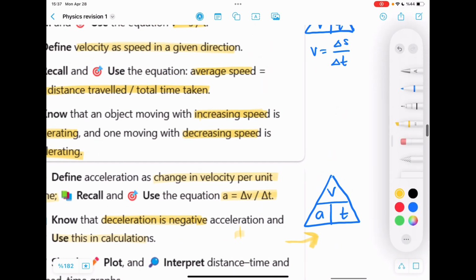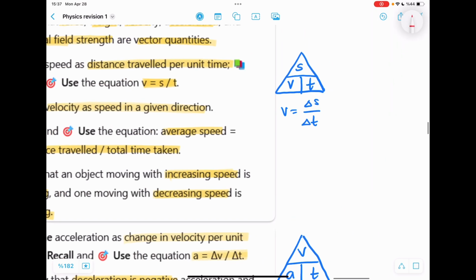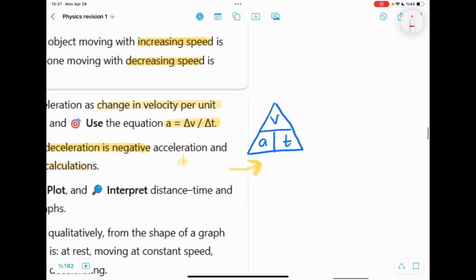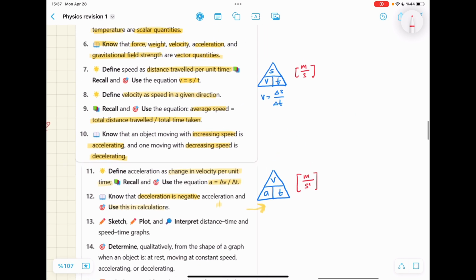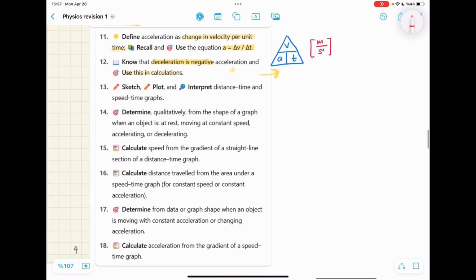I would also like to add a unit for both of these. For speed the unit will be meter over second, an SI unit, although we can use kilometer per hour, and we need to be careful with this as well. And here we will have meter over what? Second square. This is something that a lot of the time we can mix up, I notice.